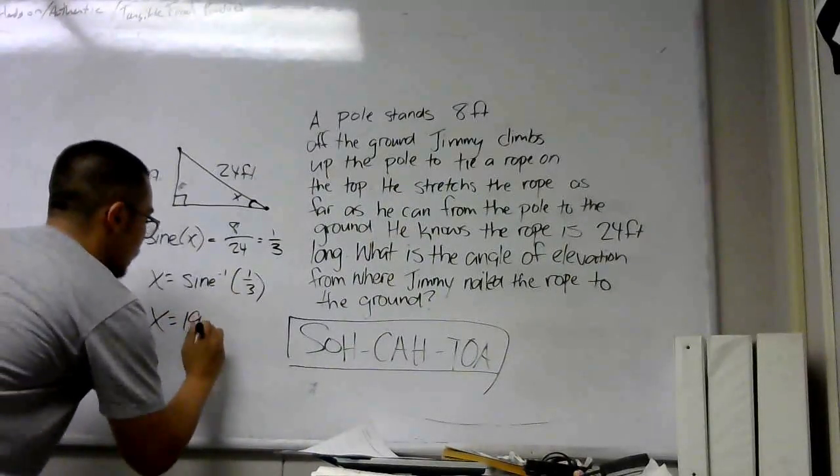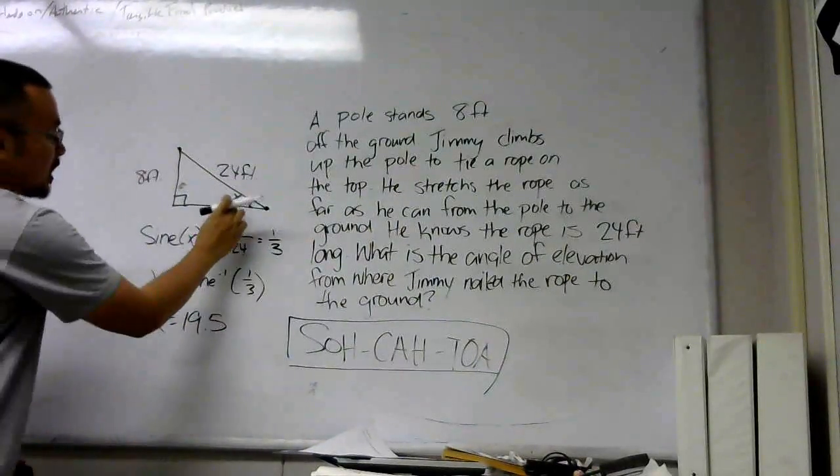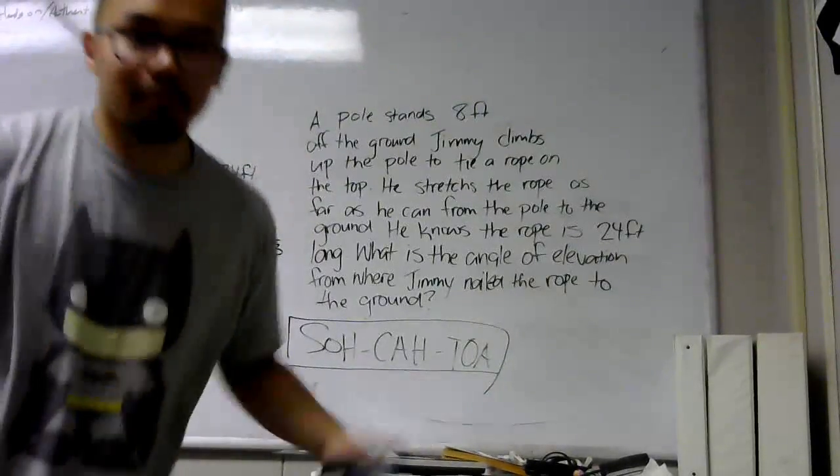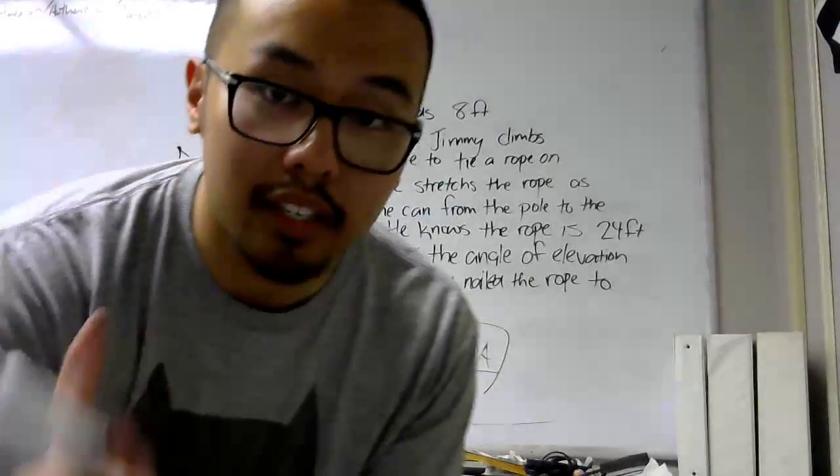X is equal to 19.5. And since that's the angle that we're looking for, this is degrees. That's it. That's all it is. When in doubt, draw it out.